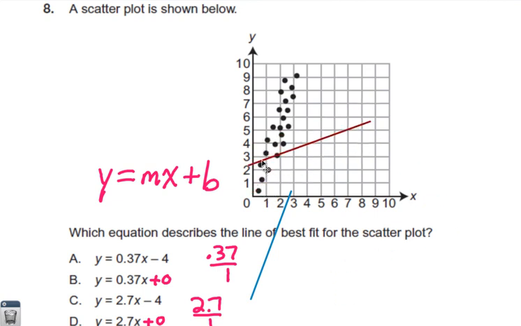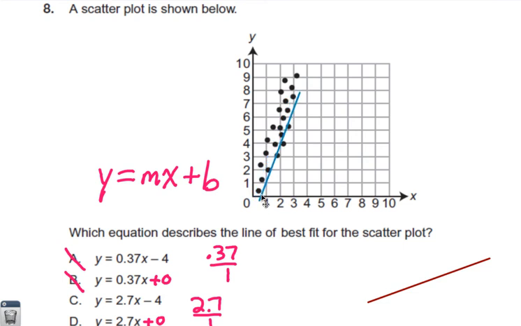You think the line of best fit through the points would have a slope of 0.37? Nope. So it's not A or B. And so now you have to figure out, well, I'm going to put it right there because that would make a y-intercept b value of 0. That looks pretty good, but let's just double check.